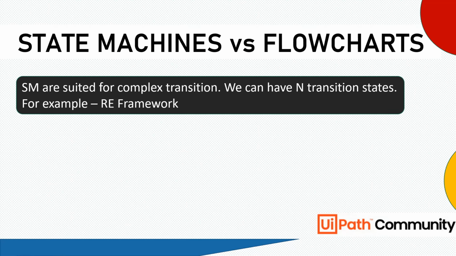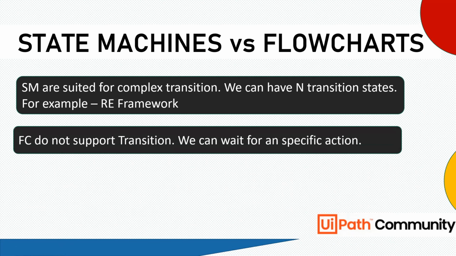So if I ask you to design this process, just think of what a big structure you will create in a flowchart. You will just go on writing if, then else, then if, then else, and it will be very big and difficult to manage. So whenever you have a complex transition, state machines are the best. Just a piece of advice: whenever doing an automation for a company or any firm, if it is a complex one, always use the REFramework.